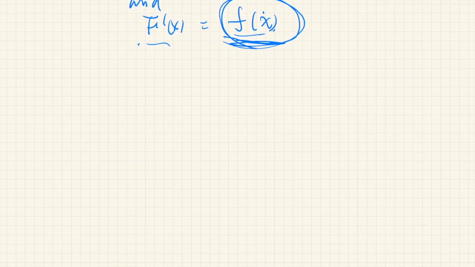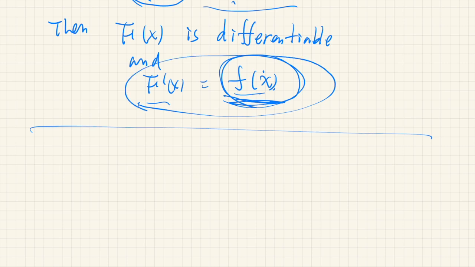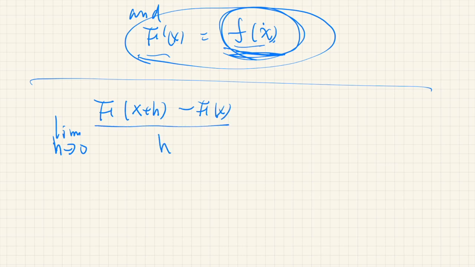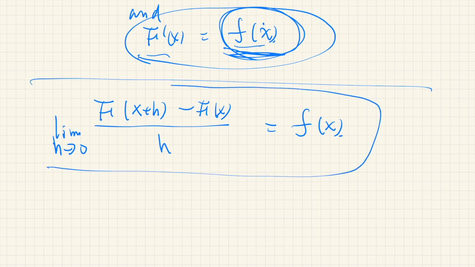Okay, so let's prove this theorem. And it suffices to show the following, right? Because we want to show this. What this means is, according to the definition of a derivative, what we need to show is this. The limit as h goes to 0 of capital F of x plus h minus capital F of x over h is equal to lowercase f of x. So if we can show this, so this limit becomes lowercase f of x, then we are done. Okay, so let's do that.